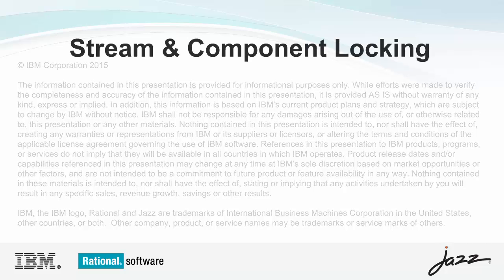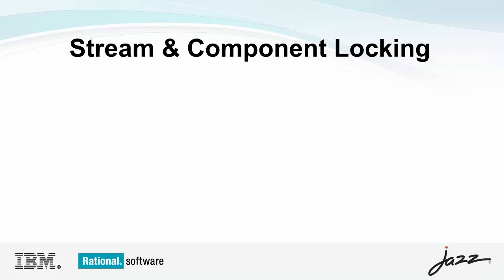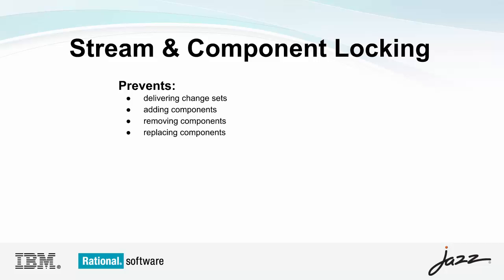At various times in a product lifecycle, it can be beneficial to prevent change set delivery to some streams and components. RTC 6.02 has a new feature that allows certain users to easily lock streams and components, preventing other users from delivering change sets to them. Locked streams will also prevent the addition, removal, or replacement of components, and the creation of baselines and snapshots. Naturally, only users with the appropriate permission can modify stream and component locks.